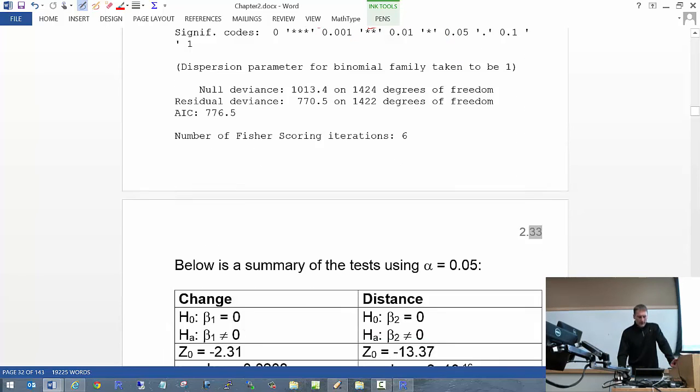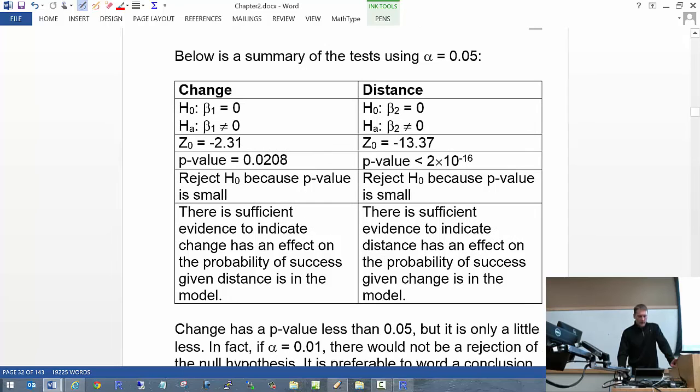So what I've done is now summarize the results that we see in that output. For the change model, my null hypothesis says beta 1 is equal to 0. What does that mean in terms of my model? What's my model if I were to write it out? Beta 0 plus, how about we say beta 2 times distance? My alternative hypothesis model is, yep, the full model.